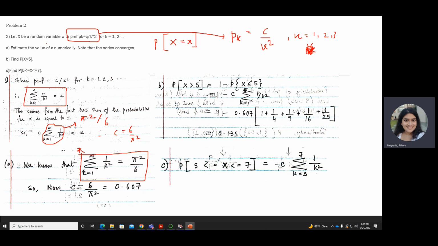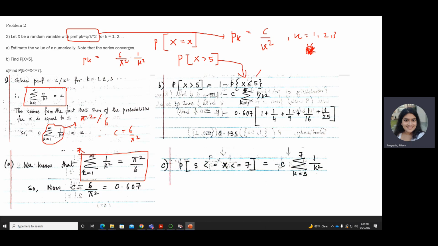Now we can substitute that value in place of C, and we'll find that the entire expression is now P of K equal to 6 by pi square, that is the constant, multiplied by 1 by K square. So why is this important? Because we have to find out part B. What is part B? X greater than 5. Remember, if something is greater than 5, we can always flip it. So that is what we have done here.